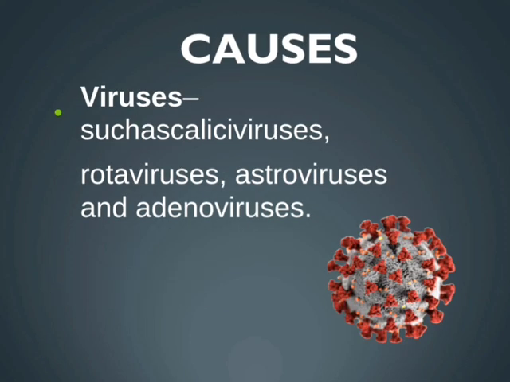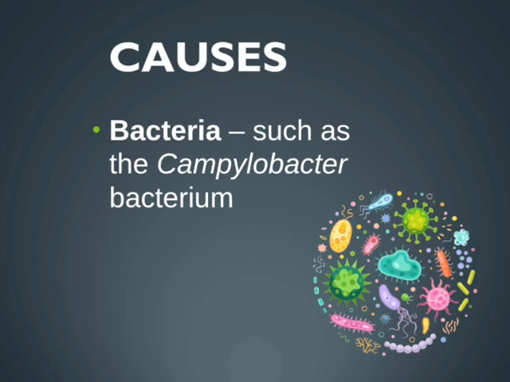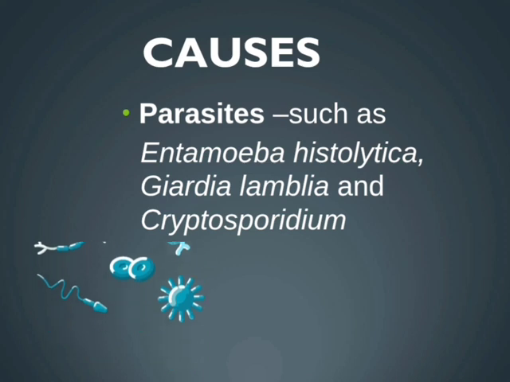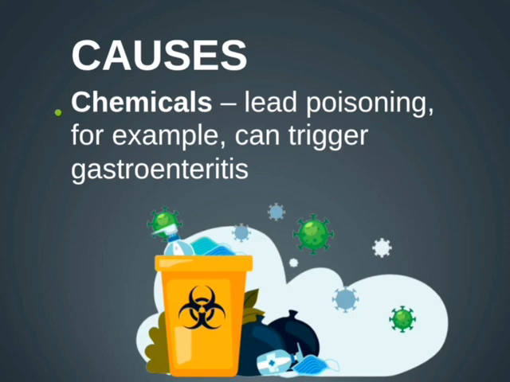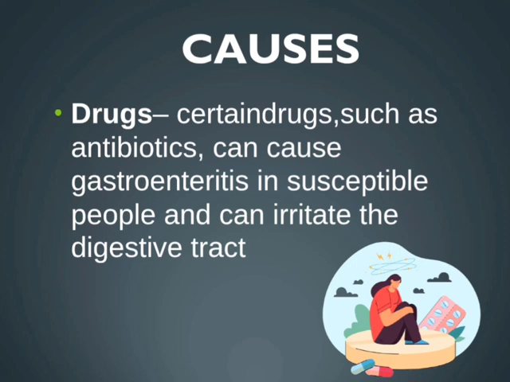Causes of gastroenteritis. There are several causes. Viruses, including caliciviruses, rotaviruses, astroviruses, and adenoviruses; bacteria such as Campylobacter and Salmonella; parasites like Entamoeba histolytica, Giardia lamblia, and Cryptosporidium. Bacterial toxins produced by certain strains of staphylococcal bacteria can contaminate food and cause illness. Chemicals like lead may also trigger gastroenteritis. Drugs, particularly antibiotics, can irritate the digestive tract and lead to symptoms in susceptible individuals.